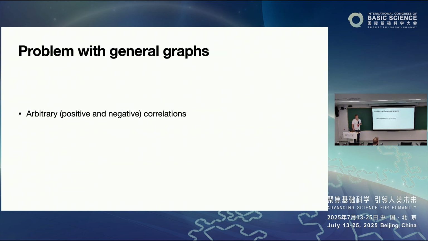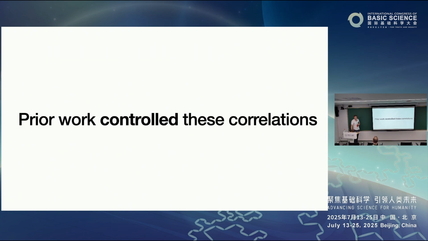The problem with general graphs is that things get difficult. The correlations can go in both directions. If I condition on U being free, it might decrease the probability that V is free. So the way prior work dealt with this was by controlling the correlation. Let me give two high-level examples.